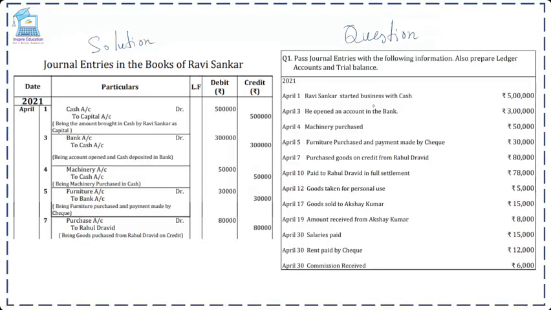So the first entry is Ravi Shankar started business with cash. Whenever a business is started, cash is coming into the business. So cash account debit to capital, and capital is Ravi Shankar's capital. So he is the giver. The entry is: cash to capital, being amount brought in by Ravi Shankar as capital. This is the first journal entry. Is it clear?